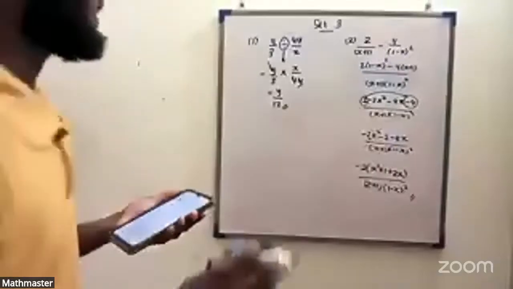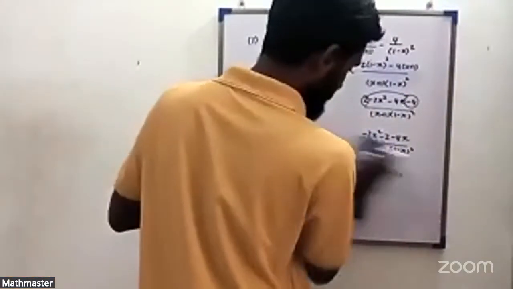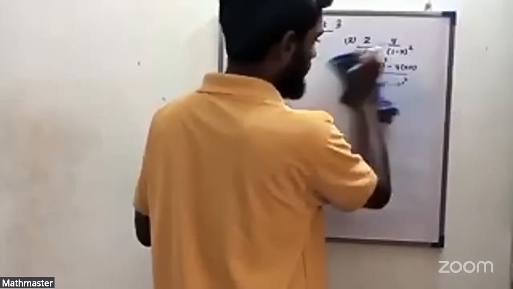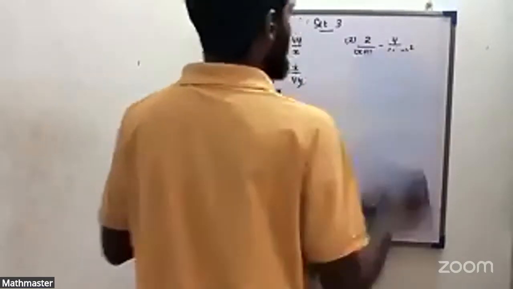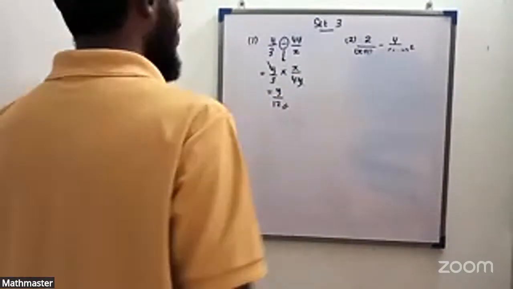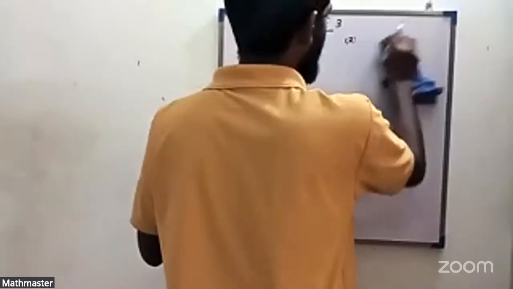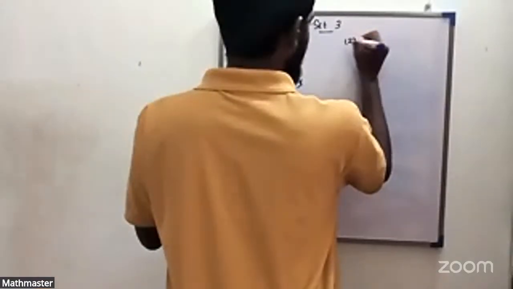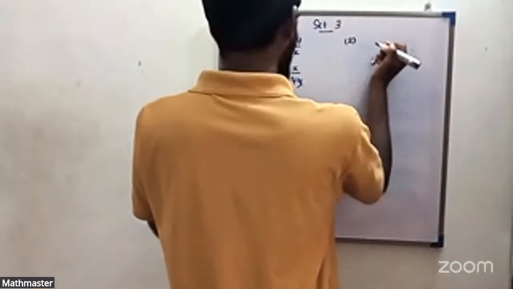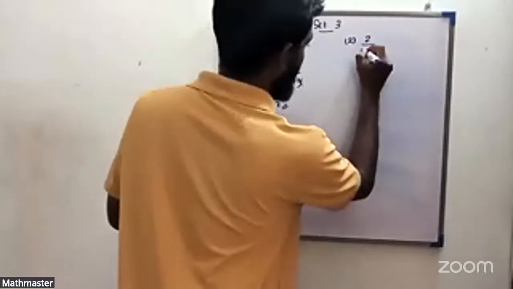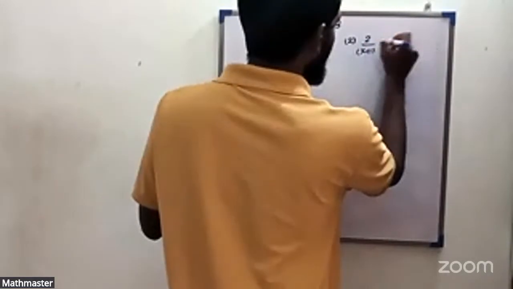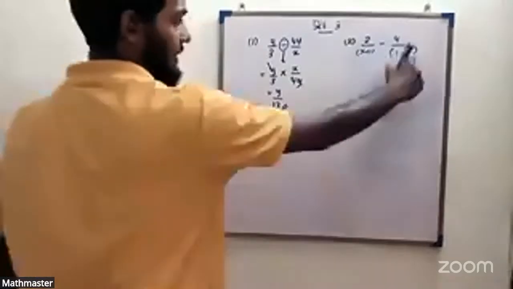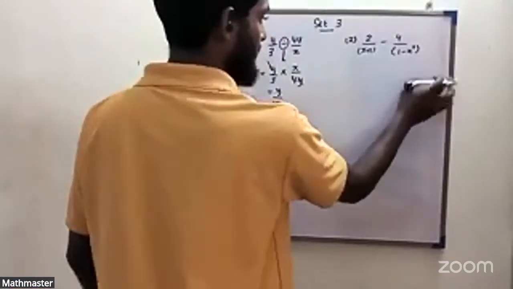I think I made a mistake. They said to underline the correct answer. Sorry. It's my mistake. The denominator should be 1 minus x squared inside the bracket, not outside. This is the mistake that I made. This square should be inside the brackets.